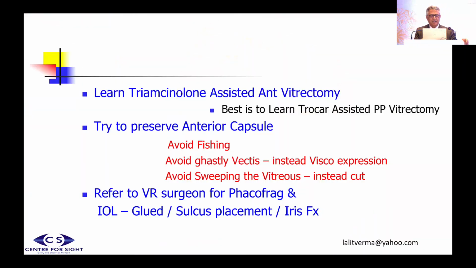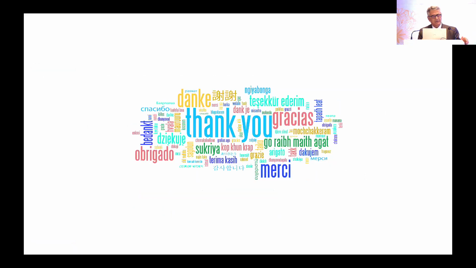So learn this art of trocar-assisted anterior vitrectomy, and best is to learn trocar-assisted pars plana vitrectomy. Try to preserve the anterior capsule, avoid fishing, avoid ghastly instruments like the Vectis, and avoid sweeping the vitreous. And refer to a person who is more used to doing such surgeries, and believe me, your patient will also be happy that his vision has been saved. Thank you very much for your kind attention.